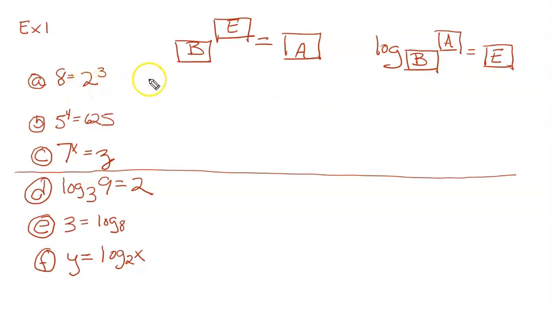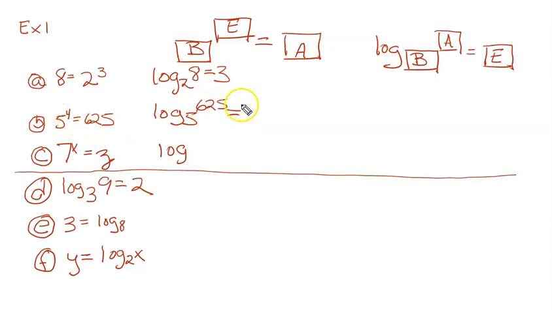So here our base is 2, so it would be log base 2. Our answer is 8, and this equals the exponent, which is 3. And again, we have to put log for all of these. We can just do that part, log. Now, what's the base here? Well, the base is 5. What's the answer? 625. And what's the exponent? 4.